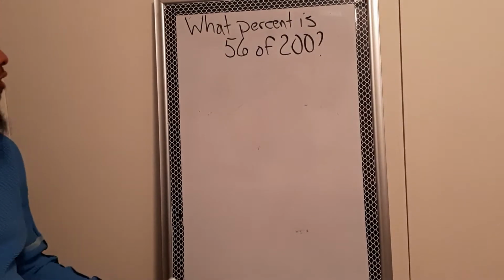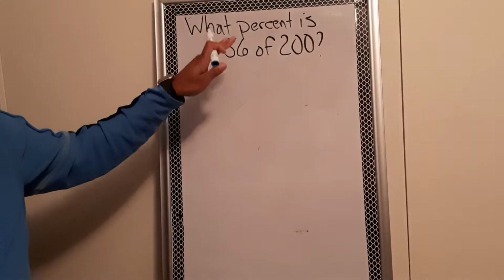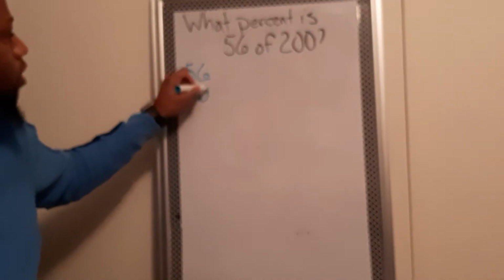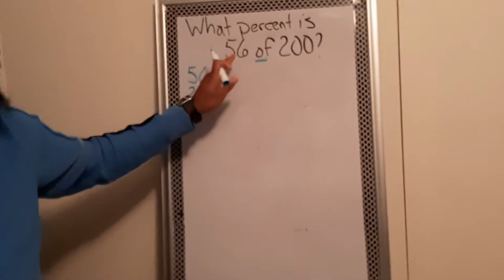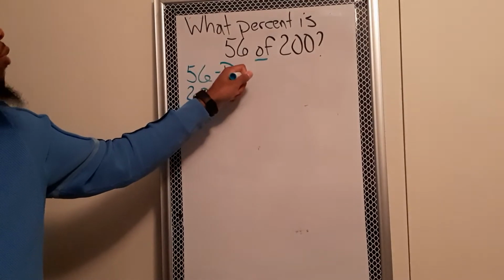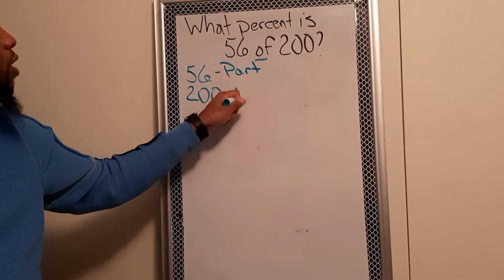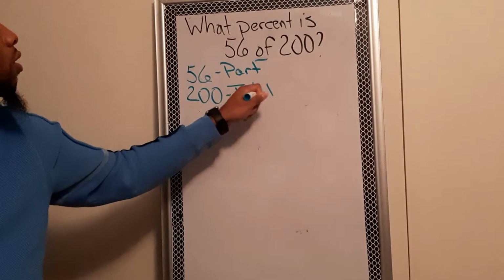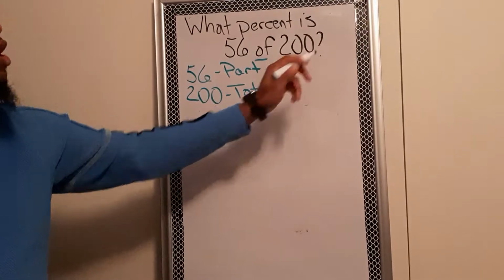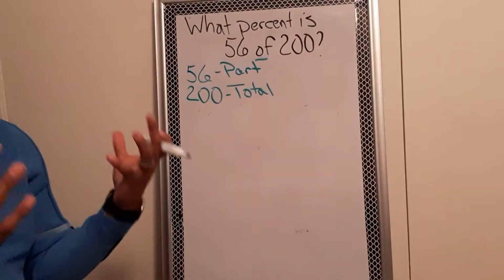So the first thing we do is we try to figure out, what do we know? We know that we have 56 of 200. So we have 56 and we also have 200. Since we have the word "of" between 56 and 200, we know that 56 has to be part of 200, the total. Because "of 200" allows me to understand that 200 is the total or all that I have.